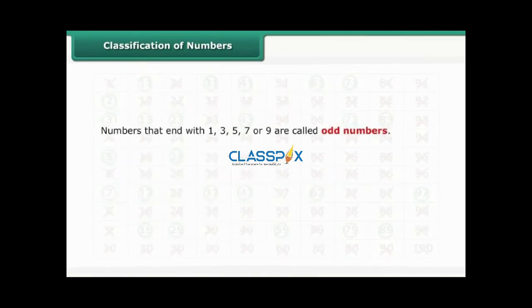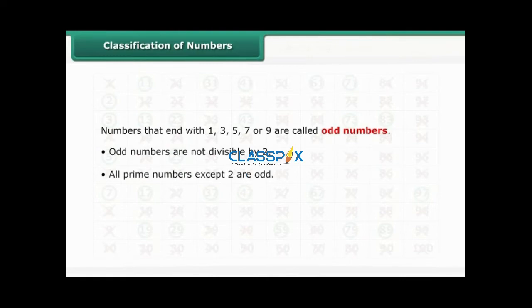Numbers that end with 1, 3, 5, 7 or 9 are called odd numbers. Odd numbers are not divisible by 2. All prime numbers except 2 are odd.